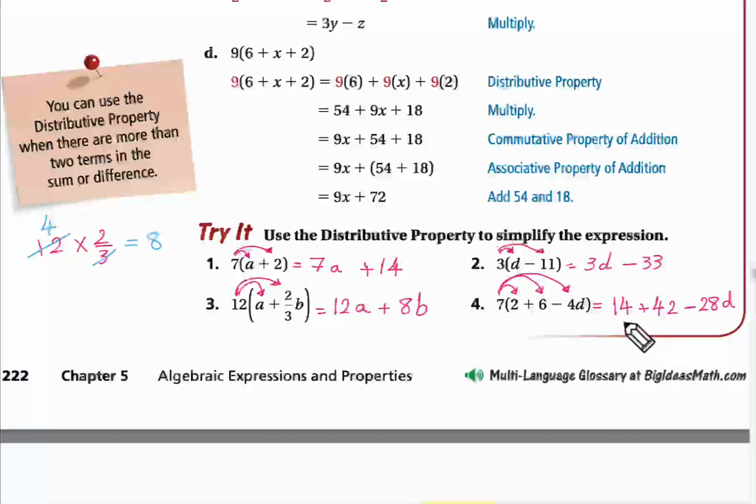Now, can you simplify this? I see that we have two constants here, 14 and 42. Yes, I think we can. Of course, let's add them. Okay, 14 plus 42, Mister. So it will be 56, minus 28D.